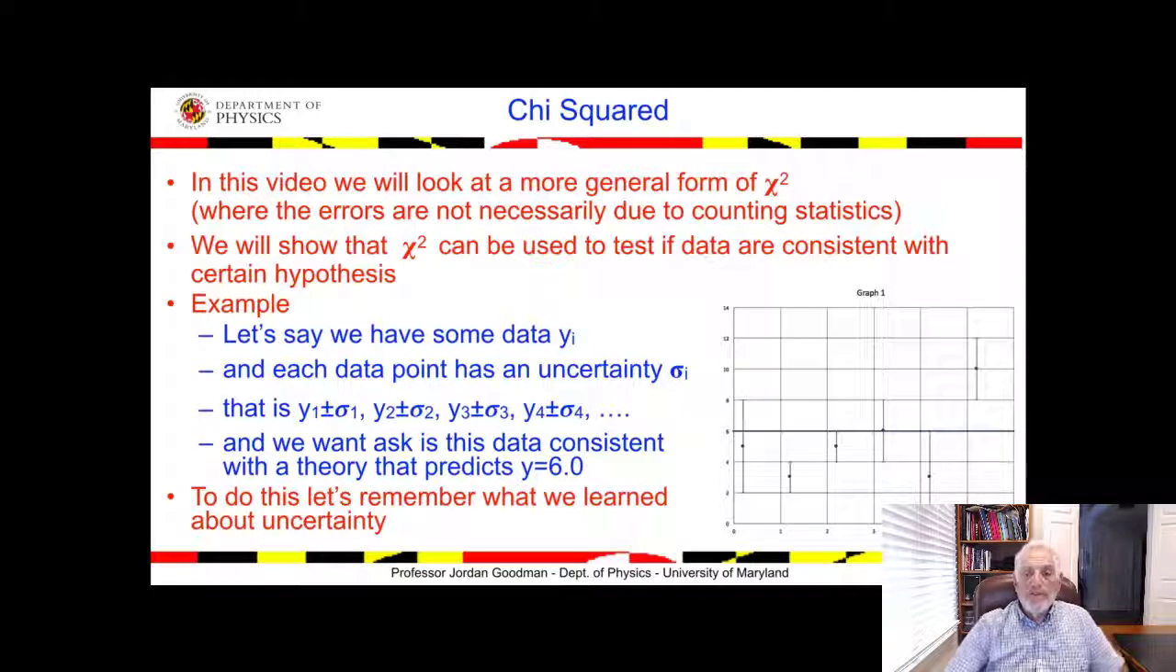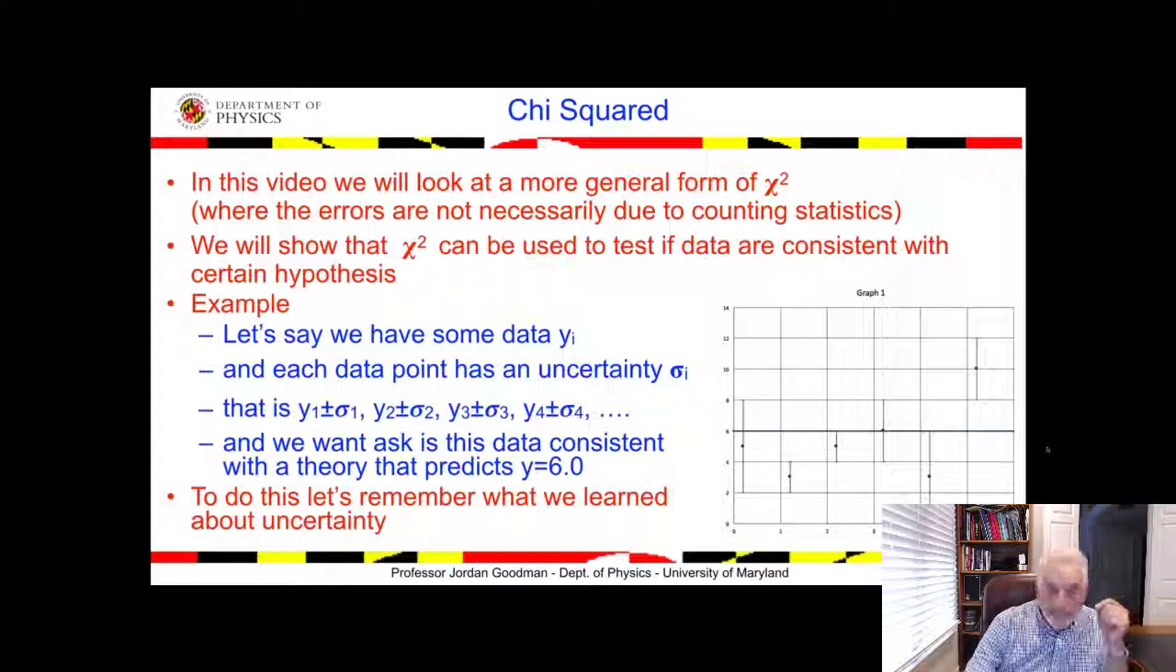So let's say we have some data, and we'll say we have some y data, y_i, where the individual points, in this graph over here, we have 6 points. And so for each of those points, there's a specific uncertainty, which may or may not be the same, sigma_i. So that is that this first point is y1 plus or minus sigma 1. So the sigma is the value from here to here on the graph.